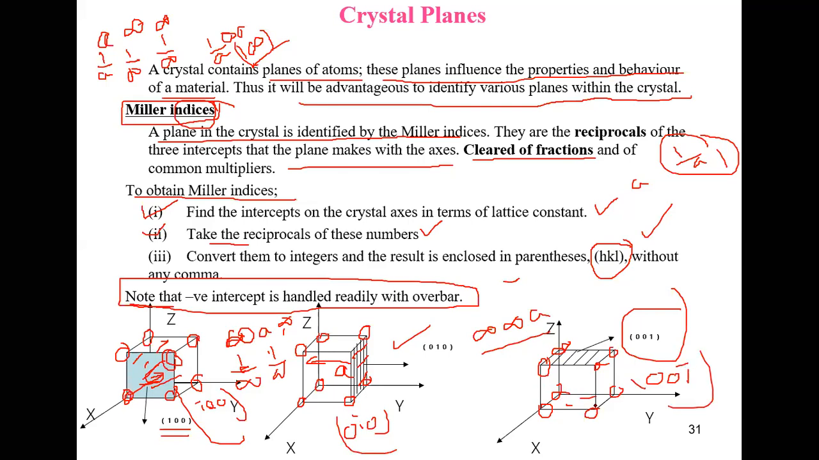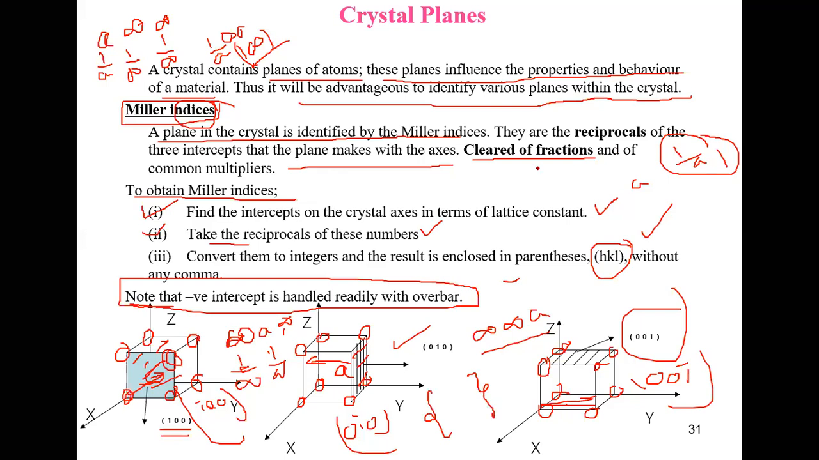That plane, the bottom one. Okay, so now you see this (1, 0, 0), and then (1 bar, 0, 0), and (0, 1, 0), (0, 1 bar, 0), (0, 0, 1), and (0, 0, 1 bar). These 6 planes are identical. So identical planes are represented by a second bracket.